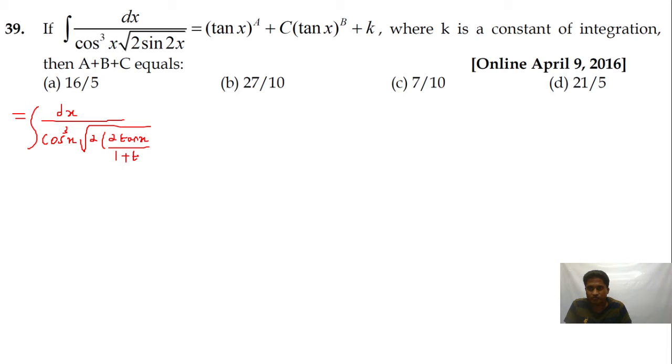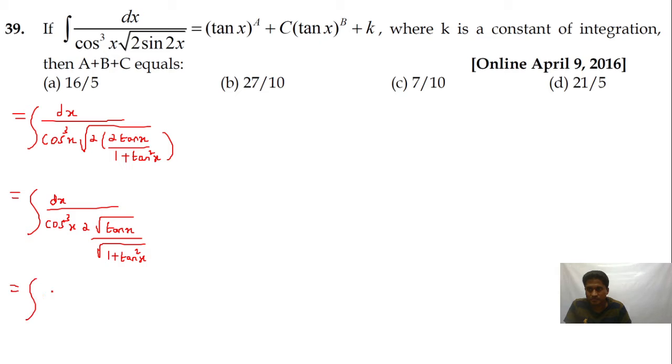So I'm using the double angle formula. 1 plus tan square x, and then this is dx, integration dx upon cos cube x. So 4 is under the root, right? You take it outside, it will be 2. So root of tan square x, and then you get root of 1 plus tan square. So this is integration dx divided by 2 into cos cube x, and then root of 2 tan x, root of tan x. And root of 1 plus tan square x is sec x.